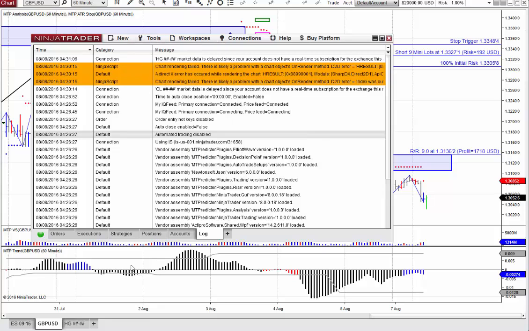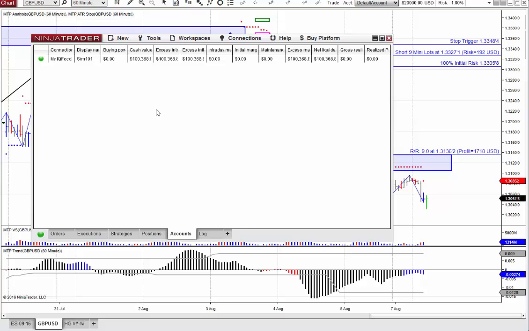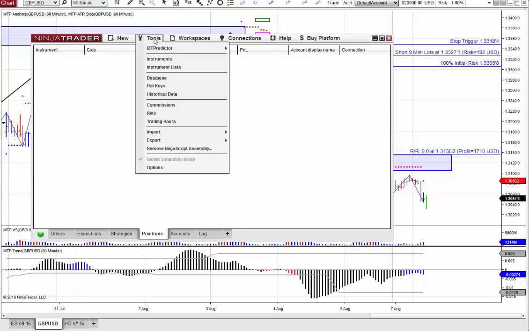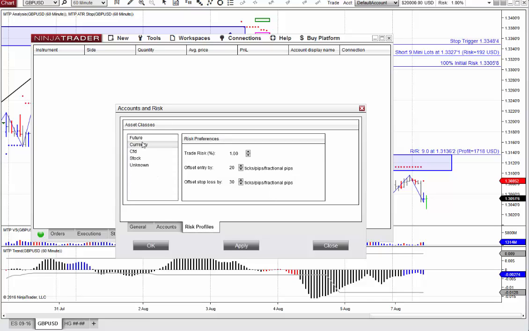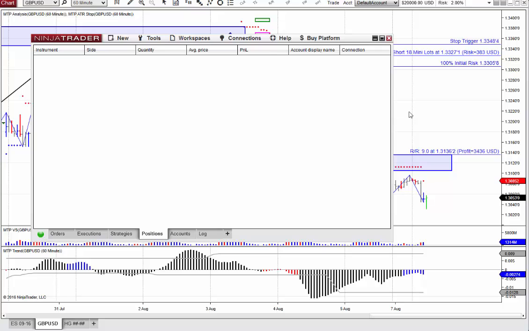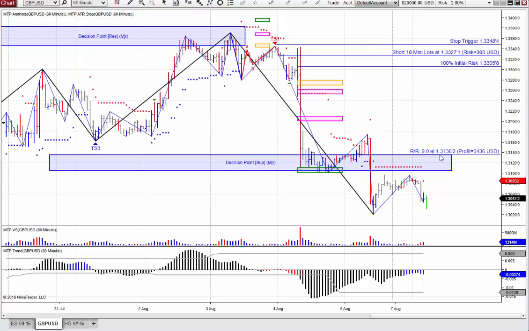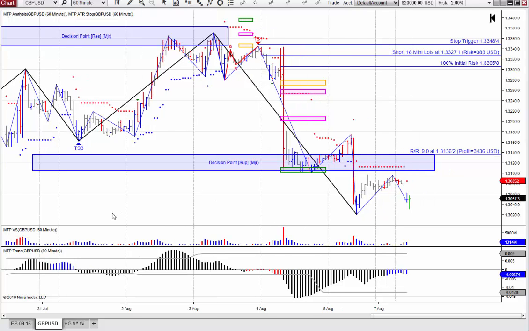tools, MTPredictor, accounts and risk. Let's go to accounts, risk. For currencies, let's change that to 2%. Let's apply that. Let's do OK. And go back to the chart, and therefore you can see that the profit is now the same as we had in 7.5. So a good example of showing MTPredictor on a Forex chart. In this particular example, a 60-minute or 1-hour TS1 sell on the GBP US dollar Forex.